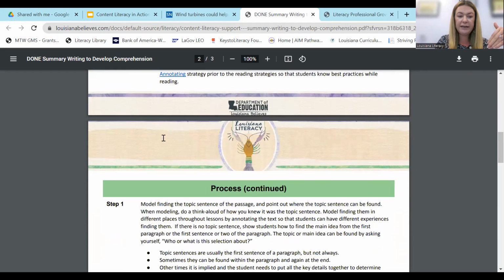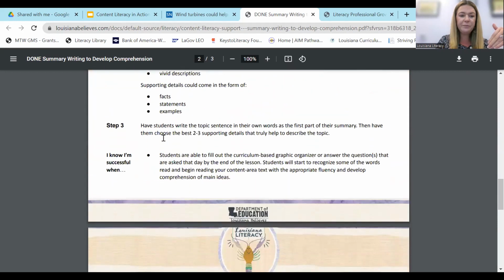So it's really important to do that. And here's that explicit process that we just went through together. You know you're successful with this particular support when students are able to fill out that curriculum-based graphic organizer or answer the questions that are asked that day by the end of the lesson independently or with very little scaffolding. If they're not able to do that, they're going to need more support in practicing and modeling this summary writing. Students will start to recognize some of the words read, and they're going to begin reading your content area text with the appropriate fluency and develop comprehension of main ideas in your content area, which is the ultimate goal.